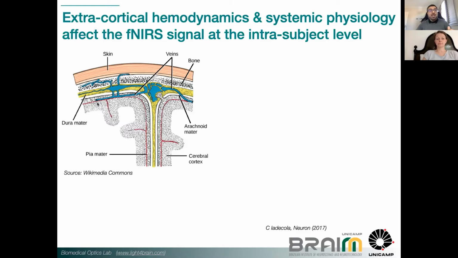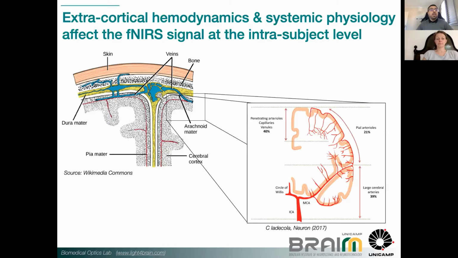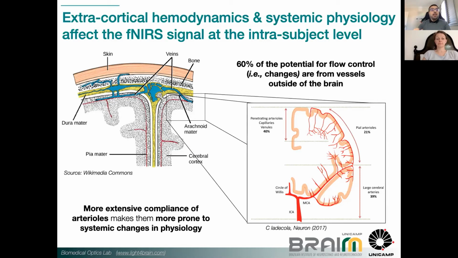if these 95% of the photons are not absorbed, for example. But the problem is that if you see how the hemodynamics of the brain is organized and structured, about 60% of the potential for flow control, which means the changes in flow, because the way we control flow in the brain is by changing the amount of flow going into and going out, is outside of the cortex. It's in the superficial microvasculature, in the pial arteries and the large cerebral arteries.